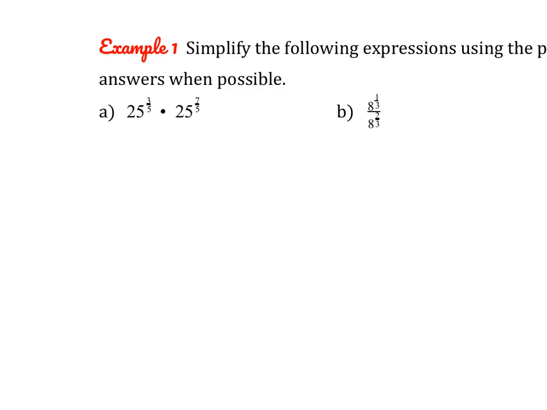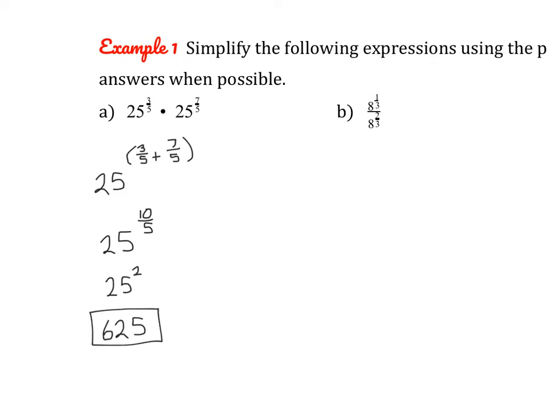So for this first one, we have 2 terms with the same base, and they are being multiplied, so we're going to follow our rule, which is to add the exponents. So we just add up 3 over 5 and 7 over 5. So this becomes 25 to the power of 10 over 5. And then this we can simplify. It becomes 25 squared, which is 625. So we were able to use that property to help us simplify.